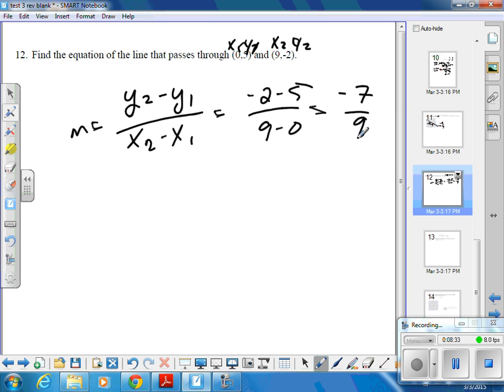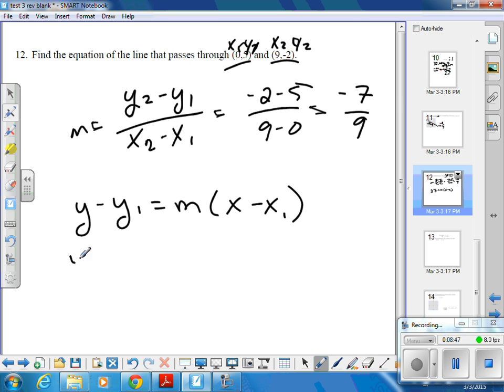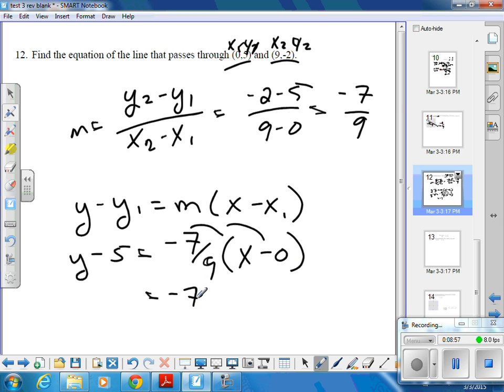Now I'm going to use point slope. y minus y1 equals m, x minus x1. You get to pick which one of these 2 points you want. You don't necessarily have to pick the first one, but let's do it because it's a rather easy point. So y minus 5, my y1, is equal to negative 7 over 9, x minus 0. Well, if I go ahead and distribute this in, I get negative 7 over 9x. The 0 thing, nothing happens. It just is not there.